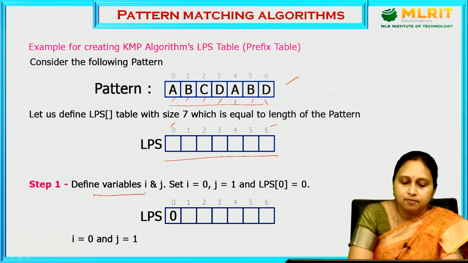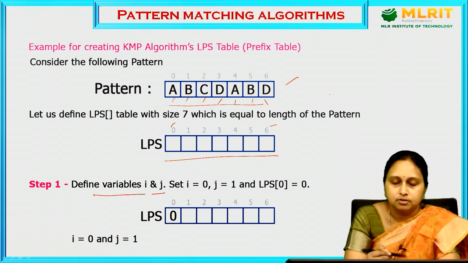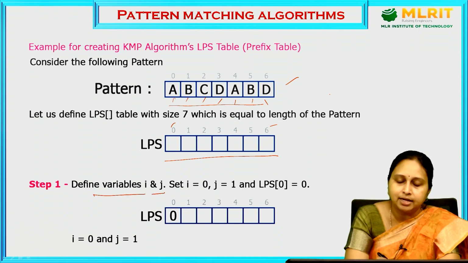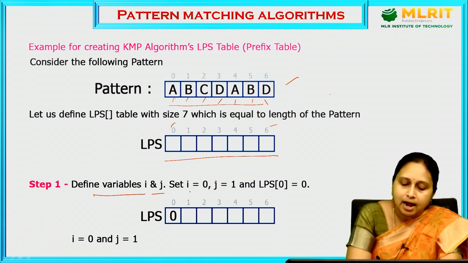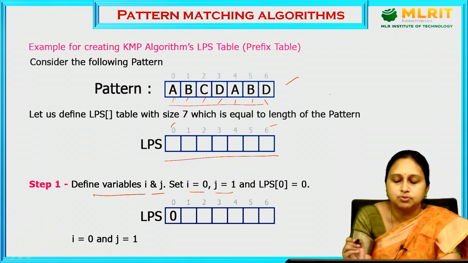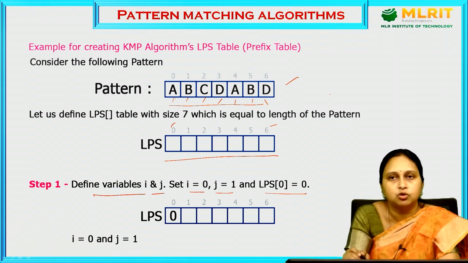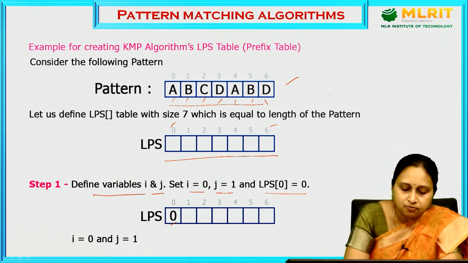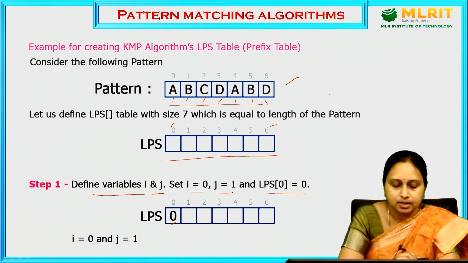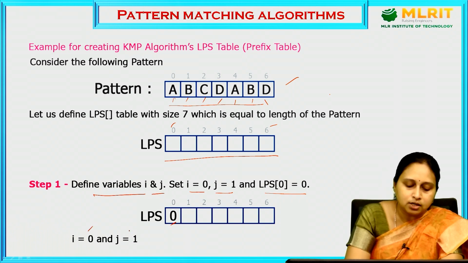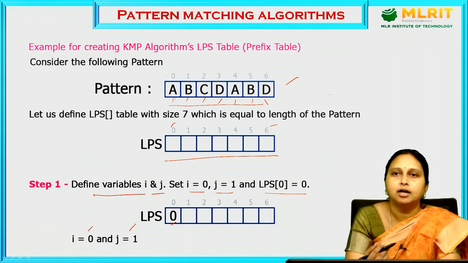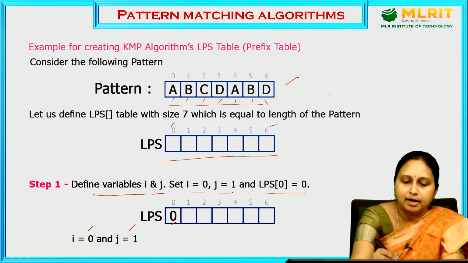Now, define the variables I and j. As in the algorithm we have seen, I and j variables have to be defined, and I starts from 0 and j starts from 1, and initially LPS of 0 should be 0. That means we are filling this value with 0. Okay. Now, I equal to 0 and j equal to 1. Now, we start comparing pattern of I and pattern of j. Now, see here, this is pattern of I and this is pattern of j. Now, we are going to compare these two.